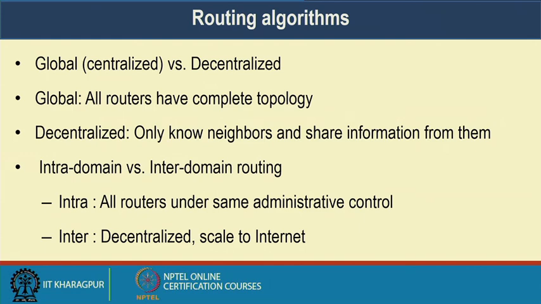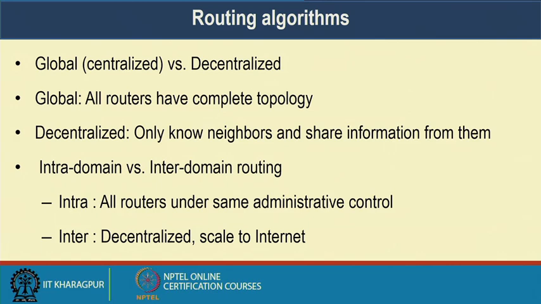Whereas, in decentralized, on the other hand, routers only know the neighbors and share information with them, right. So, if the router R I knows only its neighbors J, K, L, M, it shares information with them. Similarly, another router R J does the same, and it goes on. So, it is a decentralized fashion. I am not looking at the whole network and taking a call, but taking a call only on the local neighbors. So, that is one.